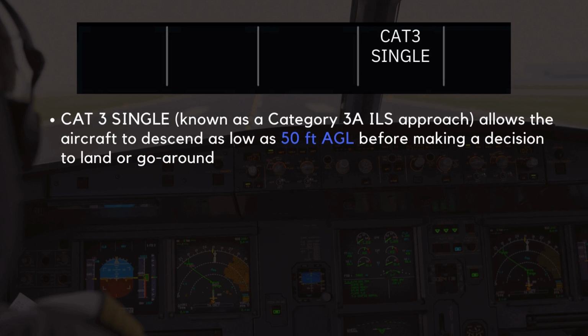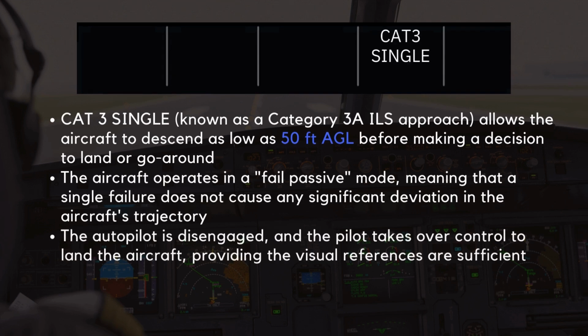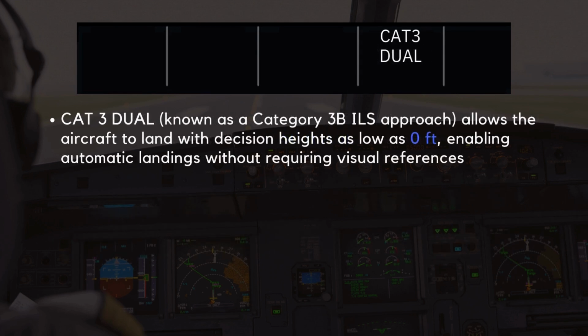Next is Cat 3 single, known as a Category 3A ILS approach. This approach allows the aircraft to descend as low as 50 feet above the runway before making a decision to land or go around. In this scenario, the aircraft operates in a fail-passive mode, meaning that a single failure does not cause any significant deviation in the aircraft's trajectory. However, the autopilot is disengaged and the pilot takes over control to land the aircraft, providing the visual references are sufficient.